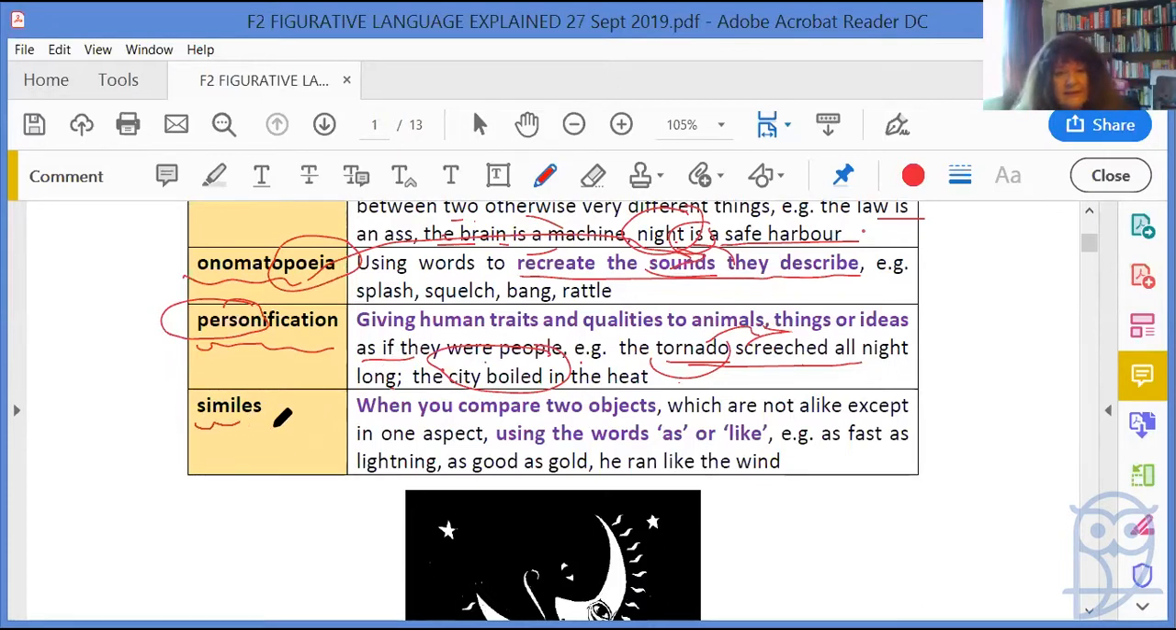We're going to look at similes. It's when you compare two objects which are not really alike except in one aspect. And always you're going to see the word as or the word like. And that's how you recognize a simile straight away. It's got one of those words in it. For example, as fast as lightning, as good as gold. He ran like the wind. So again, we're describing things and we're using a simile. So we're comparing two objects which normally you wouldn't really compare. Would you compare the boy and the wind? Normally, not really. He ran like the wind. That's our simile. So we know he's running very fast because the wind can blow strongly, can't it?